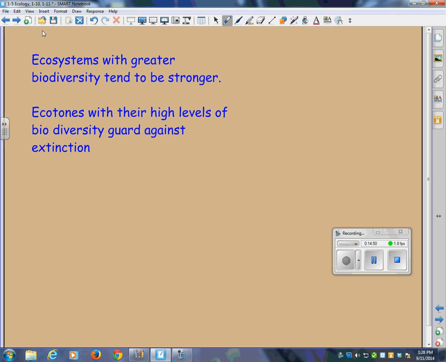Ecosystems with greater biodiversity tend to be stronger. Ecotones with their high levels of biodiversity guard against extinction.